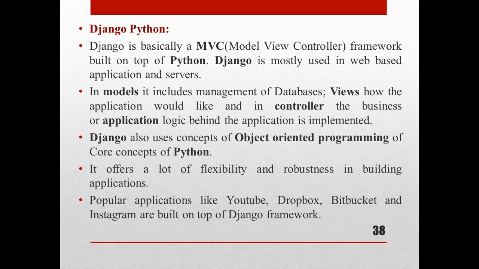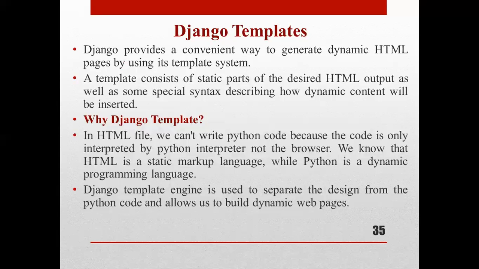Django also uses the concept of object-oriented programming, the core concept of Python. So it offers a lot of flexibility and robustness in building applications. Some popular applications of Django like YouTube, Dropbox, Bitbucket, and Instagram are built on top of the Django framework.